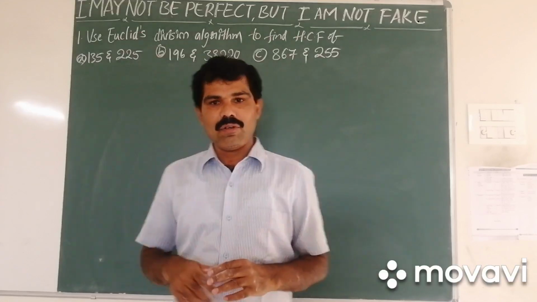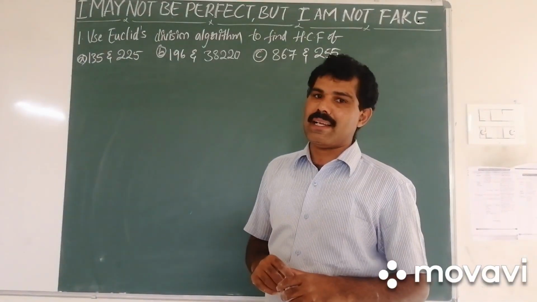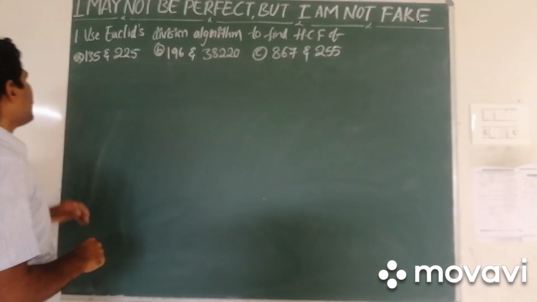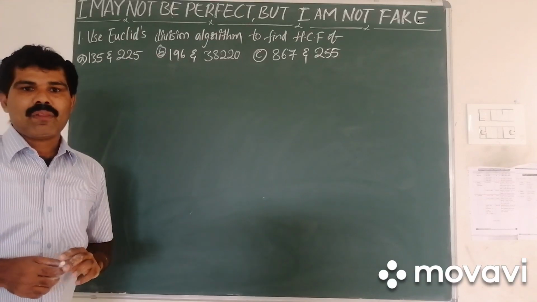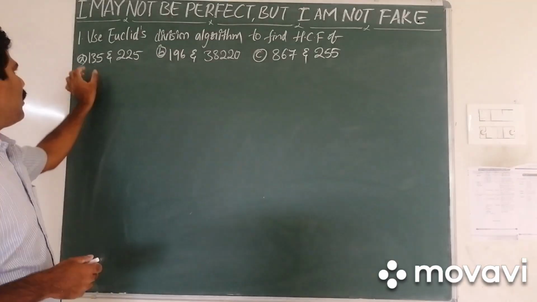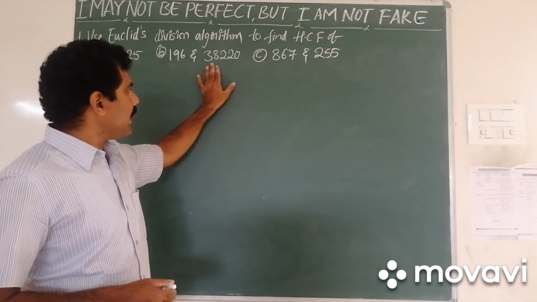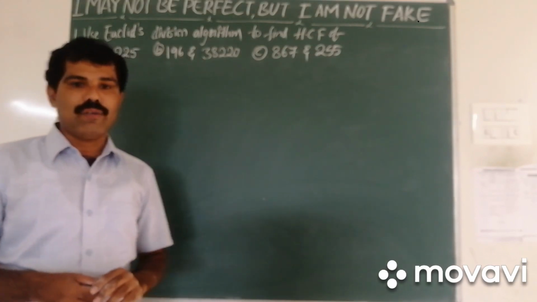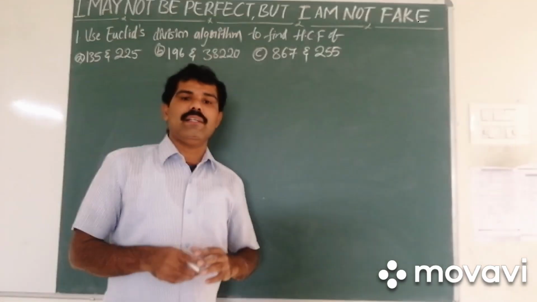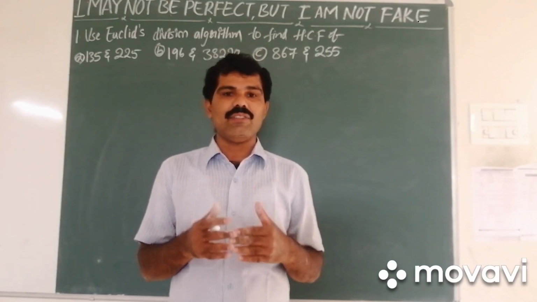Today I am going to solve the first problem of the first exercise from Real Numbers of class 10. Okay, here, what is the first problem? See, by using Euclid's division algorithm, we have to find the HCF of 135 and 225, 196 and 38,220, 867 and 255. Before going to find the HCF of the given values, let us know what exactly Euclid's division lemma is.